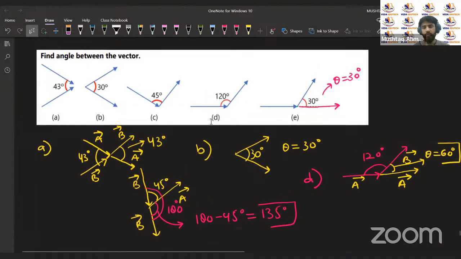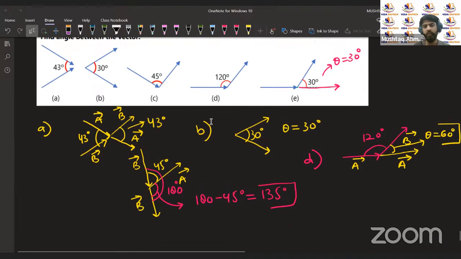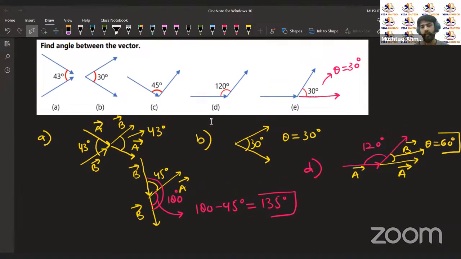So that's how we define and find the angle between two different vectors. What we do is we try to coincide the tails of the two vectors, then the smallest angle between the two vectors, we call that the angle between the two vectors.